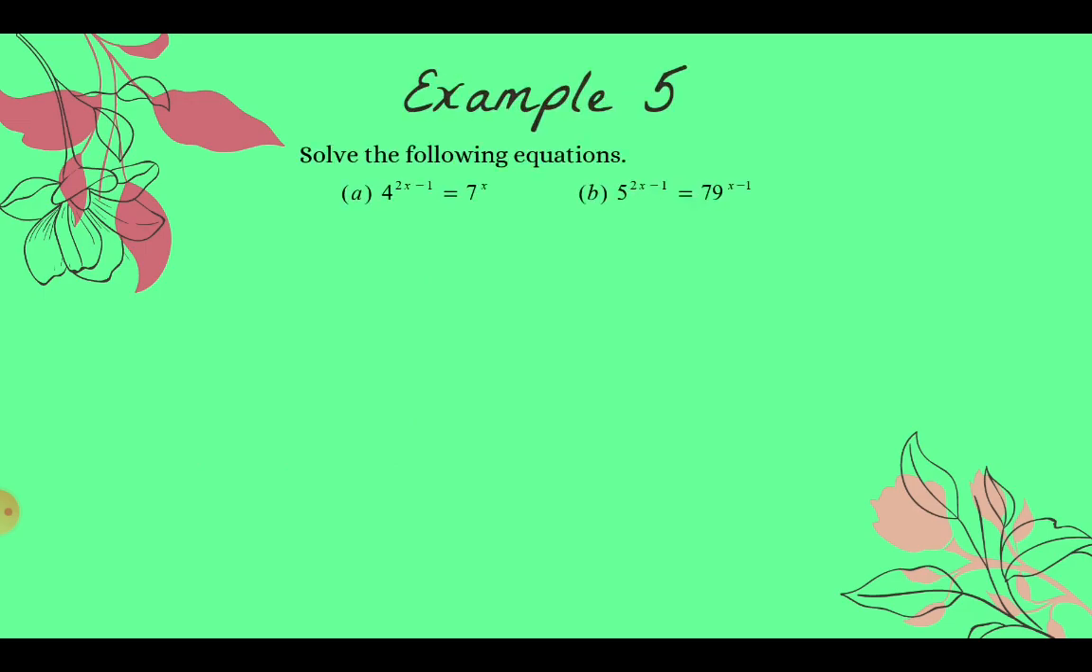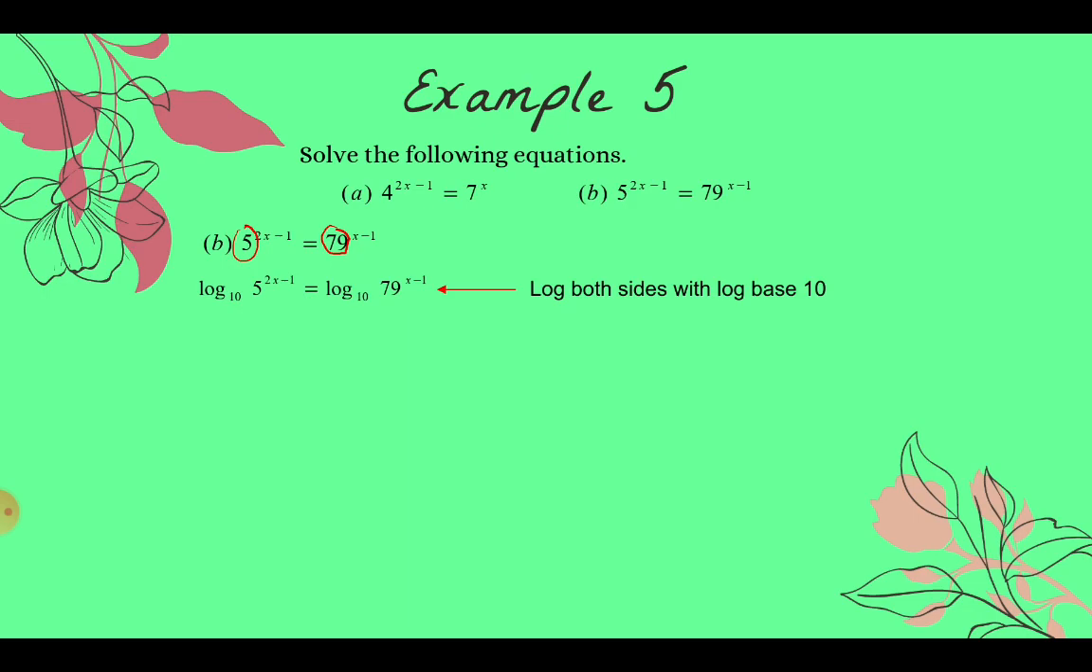Okay, let's look at B. 5 to the power of 2x minus 1 and 79 to the power of x minus 1. Again, 5 and 79 cannot have the same base. So, solving it must use log. So, what we do here is we log both sides with log base 10.